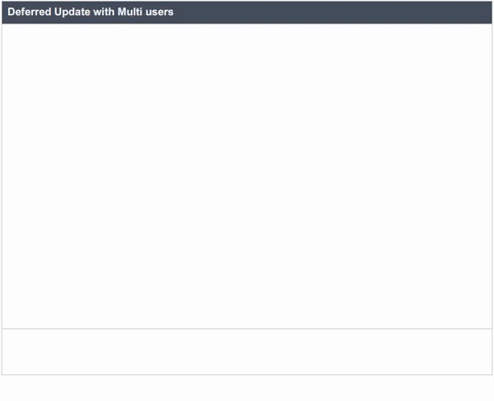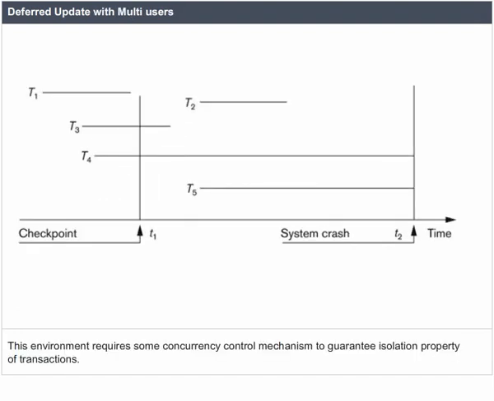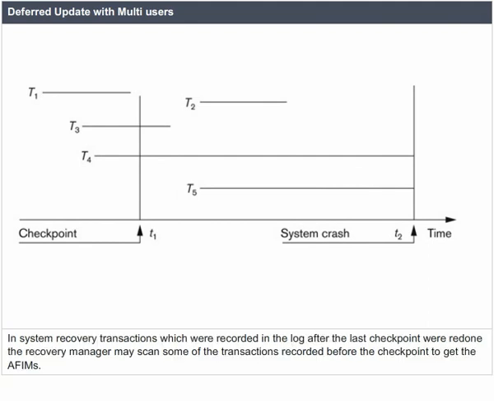Deferred update with multi-users. This environment requires some concurrency control mechanism to guarantee isolation property of transactions. In system recovery, transactions which were recorded in the log after the last checkpoint are redone. The recovery manager may scan some of the transactions recorded before the checkpoint to get the AFIMs.